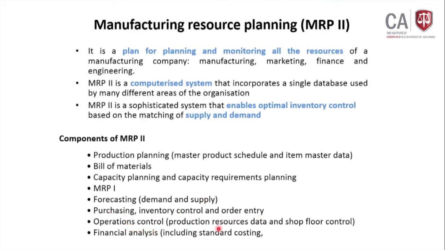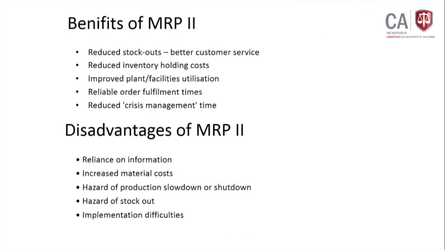Operations control, production resource data and shop floor control are the things controlled in the operational platform. Financial analysis, including standard costing and cost card. There are many activities in financial analysis that will also be managed by MRP 2 as a component. So we will see what the benefits of MRP 1 and 2 are.